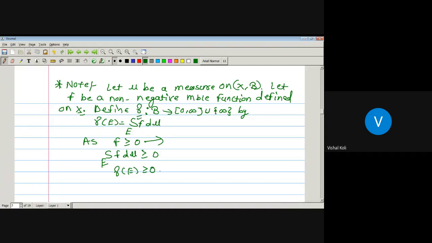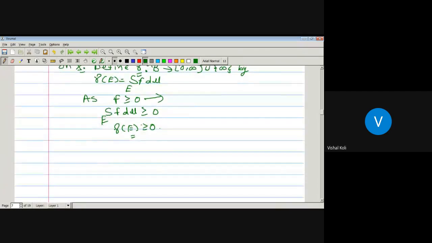Here we have to first check whether gamma is a measure. It is just a function now. Gamma is defined from curly B to [0, infinity] by gamma of E equal to the integration over set E of f d mu. As f is a non-negative measurable function, the integration must be greater or equal to 0, which is nothing but gamma of E, so gamma of E is non-negative. As we are given that the domain of gamma is a sigma algebra, there is no need to prove it again. It remains to check two properties: gamma of phi equal to 0, and countable additivity.